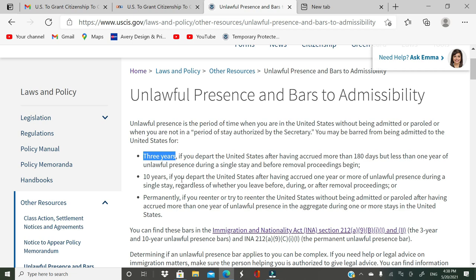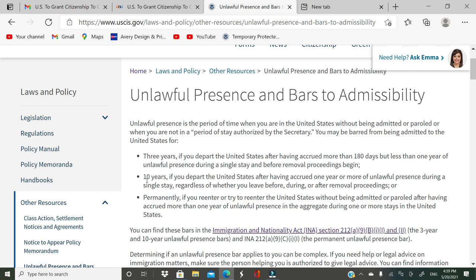You trigger that one, and then basically they have to stay outside of the United States for 3 years prior to getting back or asking for a visa, because they have triggered that based on the fact that they stayed longer than 180 days.